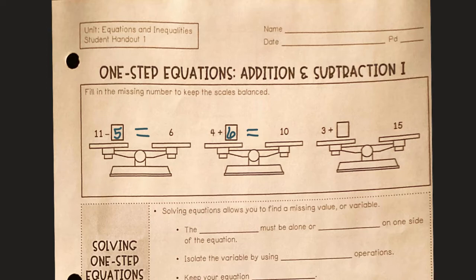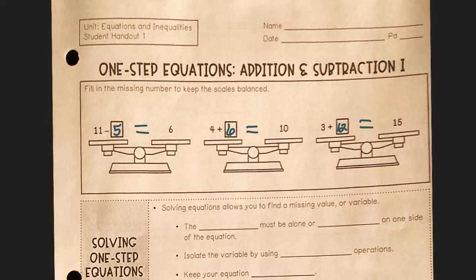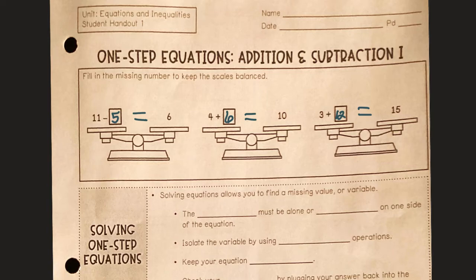And then finally, for the last one, 3 plus blank equals 15. Okay, if I count back from 15 to 3, I would end up with 12. Or if I had 12 and I counted up to 15, that would be 12 as well. 3 plus 12 equals 15. So now all of my scales are balanced and I have completed the missing boxes. This concept is what we're going to continue using today as we start writing out equations and solving them.